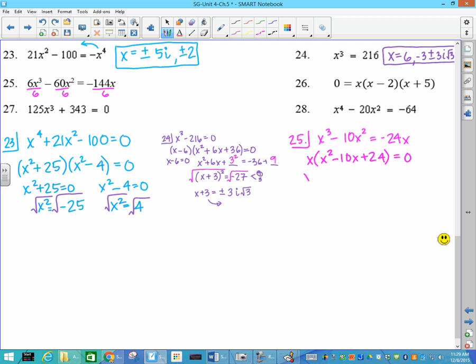So we set each one equal to 0: x equals 0, and x squared minus 10x plus 24 equals 0. It factors to, oh, you could have kept factoring there. You could have factored earlier. So that gives us x minus 6 equals 0 and x minus 4 equals 0. So my roots are, how many should I have? 3 of them. x equals 0, 6, and 4.